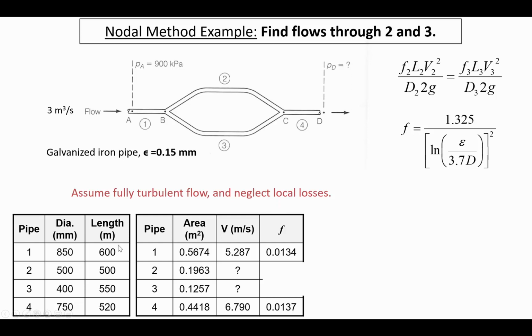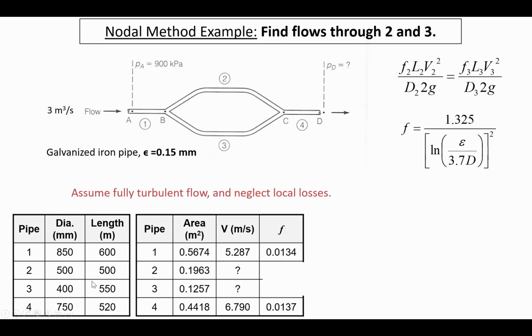So here's what we're going to do. We do know some stuff about this location. We know that there's 3 cubic meters per second going through pipe AB, and the diagram tells us what was the pressure at A, and then pipe 1 connects A to B, and so we know the length of pipe 1, its diameter. I've already gone ahead and calculated the flow velocity and f value just to speed things up a little bit. But what we don't know is how much goes through pipe 2 versus how much goes through pipe 3.